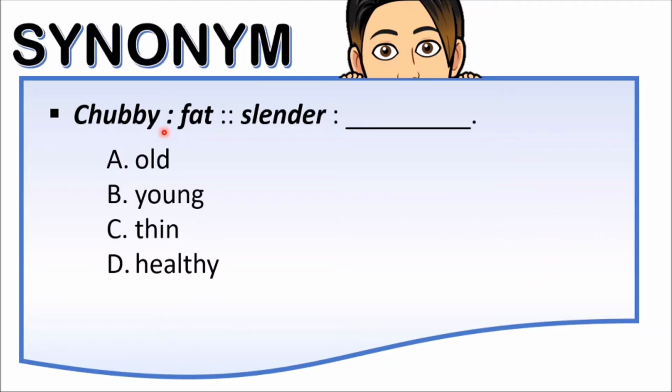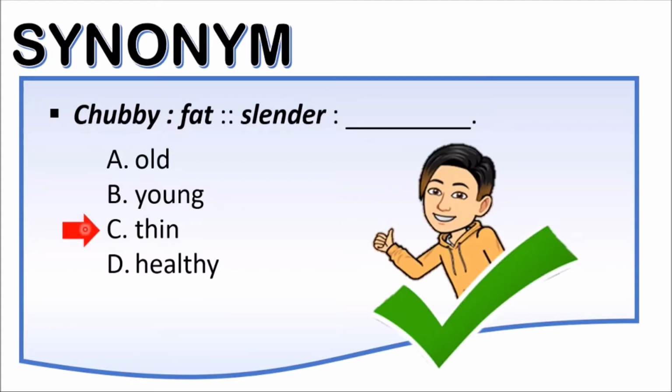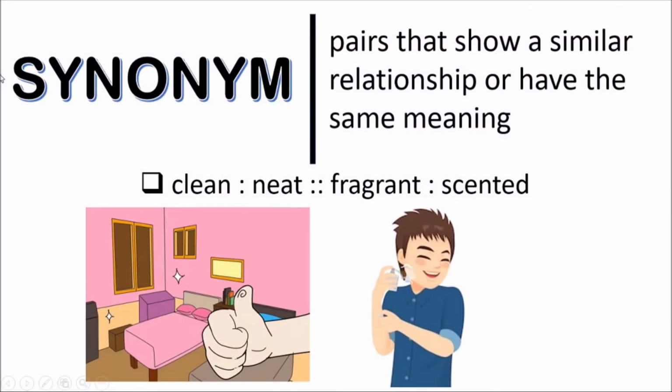So, we are going to look for that word that is synonymous to the word slender. Is it letter A, old, letter B, young, letter C, thin, or letter D, healthy? The correct answer is letter C. If someone is slender, then he or she is definitely thin. So, when we say synonym analogy, these are pairs that show a similar relationship or have the same meaning. In other words, when we say same meaning, these words are synonymous. For example, clean is to neat, as fragrant is to scented.